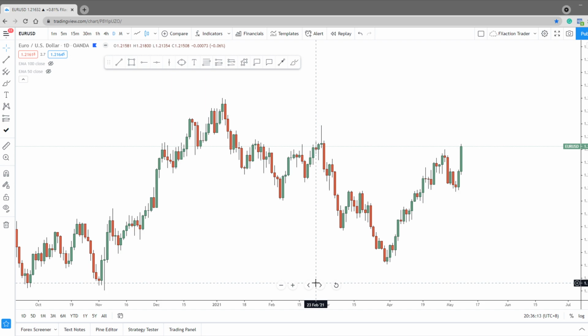So this week, we're going to have a lot of pairs for us to monitor and to trade with. So let's begin with the first pair of the week, Euro Dollar.